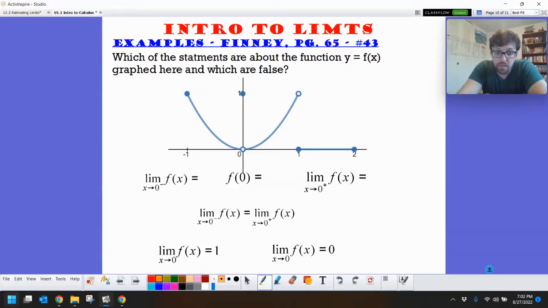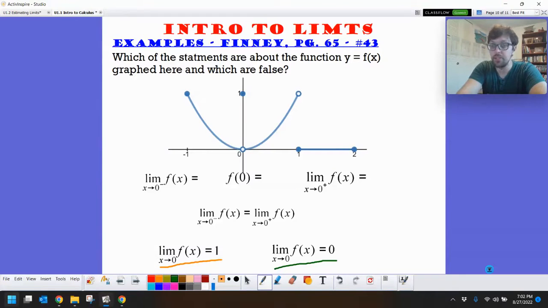Oh, we got people arguing again. Oh, they're arguing. This person says the limit as x approaches 0 of f of x is 1. And somebody else says, no, the limit as x approaches 0 of f of x is 0. I don't know which one it is. We've got to figure it out.